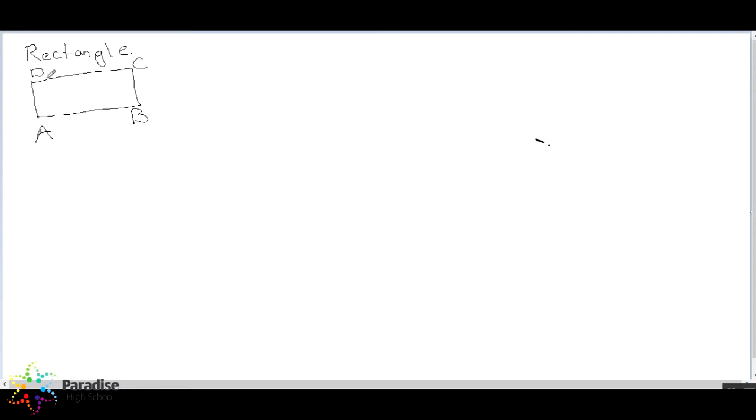What are the properties of rectangle? Opposite sides are equal in length. Okay, what is next? All angles are 90 degrees. So what is opposite sides are equal in length? So if this is A centimeter, that has to be A centimeter. If this is B centimeter, that has to be B centimeter. So the next is all the angles are 90 degrees.